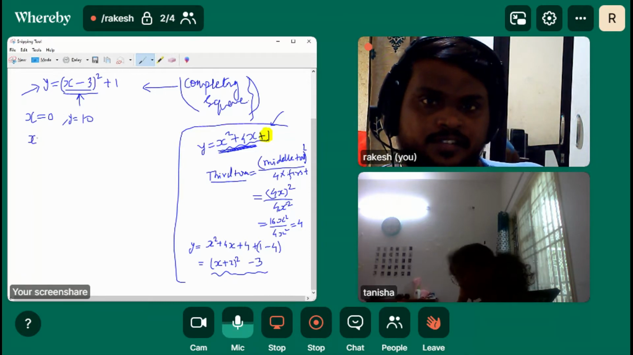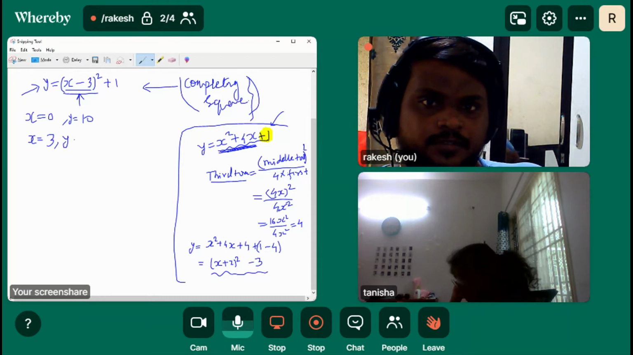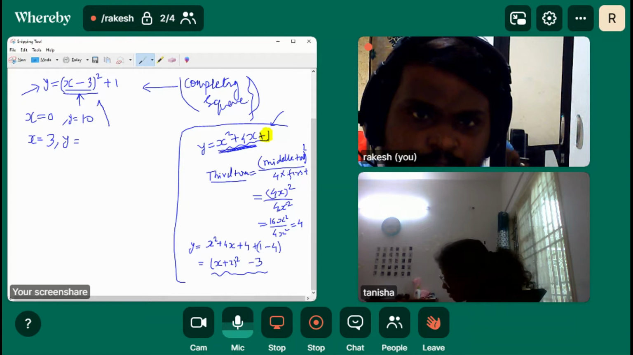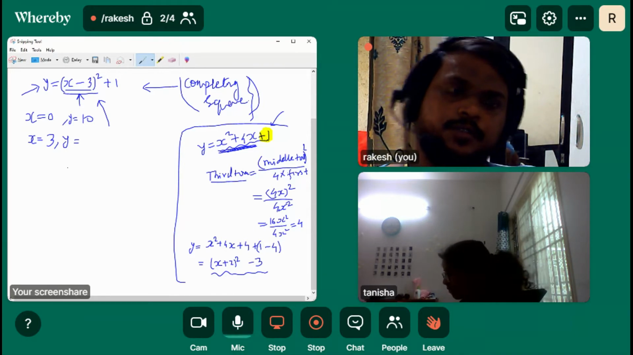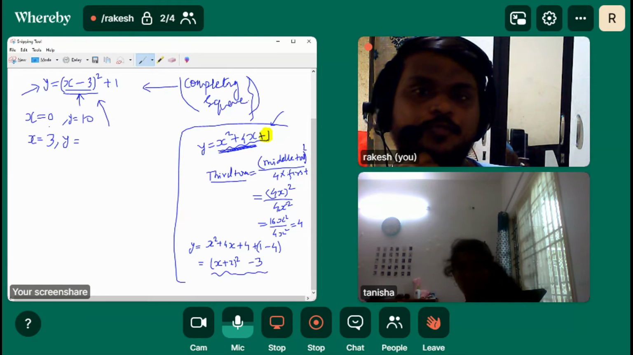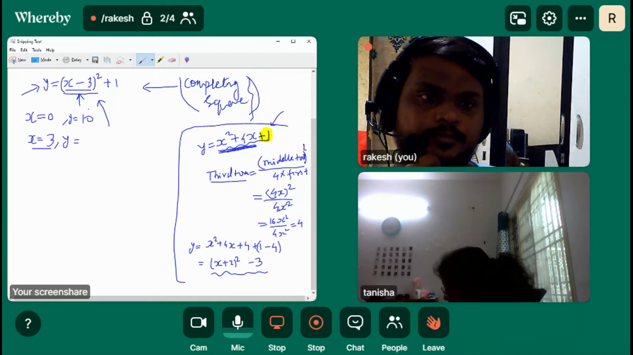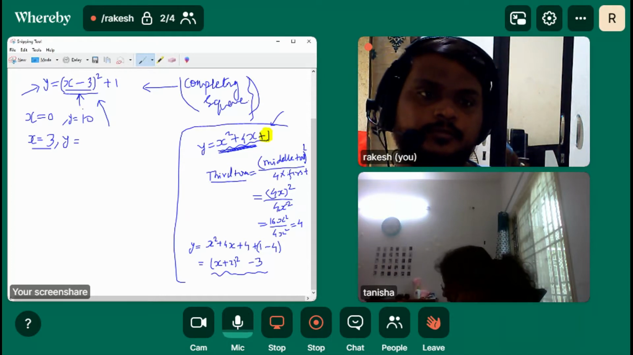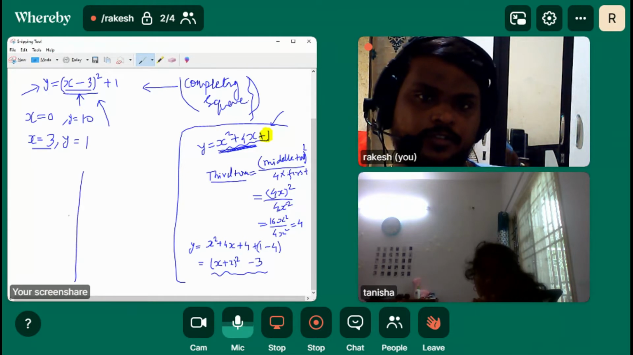See, these are different values. This is a different y intercept. Like for x is equal to 3, what is the y value? When you plug x is equal to 3, it doesn't say the y value. It only says the x value. No, no, we have to draw the graph also, right? So when you put x is equal to 3, what is the y value in this equation? 1. Yeah, 1. So now we'll try to draw the graph.